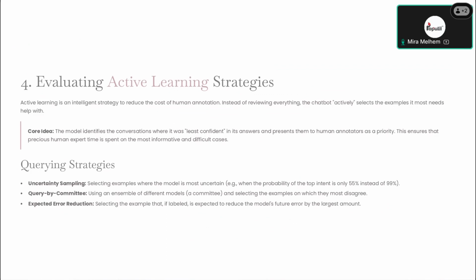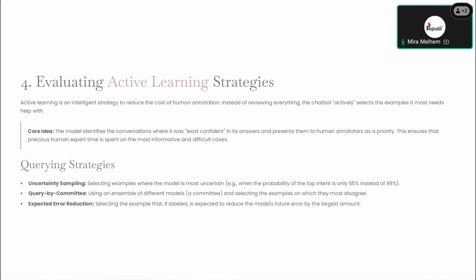So, evaluating active learning strategies. Let's move into active learning, which is basically a smart way to save time and money when training a chatbot. Instead of having humans review every single conversation, the model tries to be clever. It only sends us the examples it's struggling with the most. Think of it like a student who says, I know chapter 1 and 2, but chapter 3, I really need help there. So the teacher focuses on chapter 3. That's the annotators over here. That's exactly what active learning means.